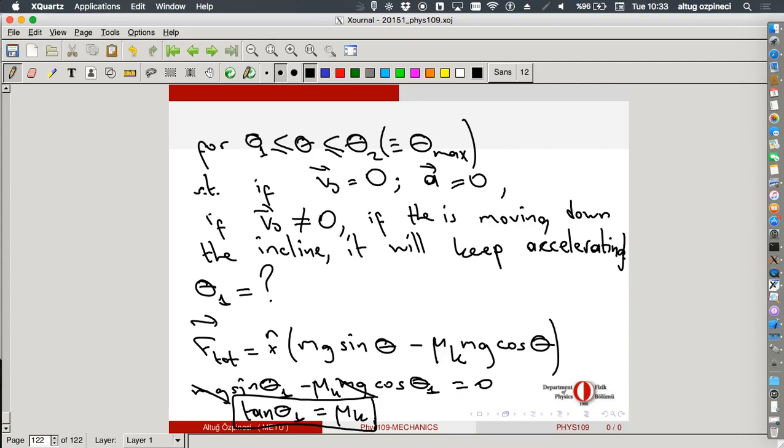At this value of theta 1, if we put the object on our inclined plane and give it an initial speed downhill, it will just move at constant speed, with zero acceleration. Any questions?